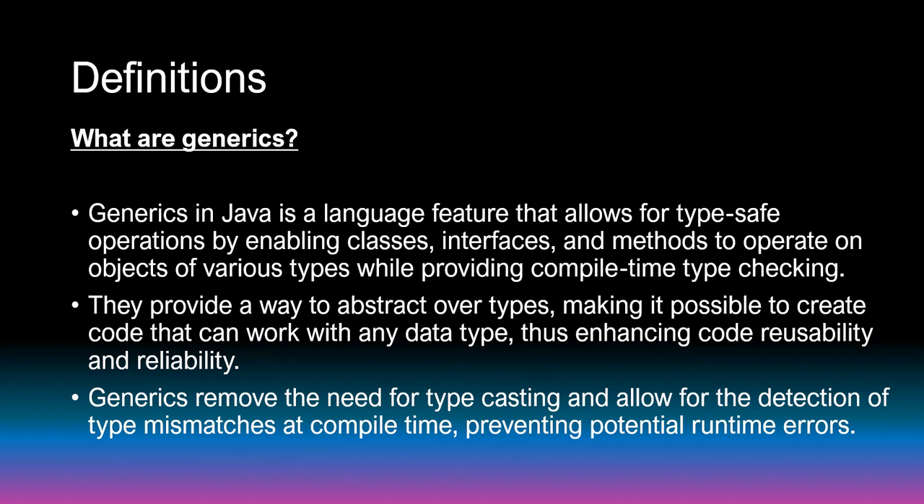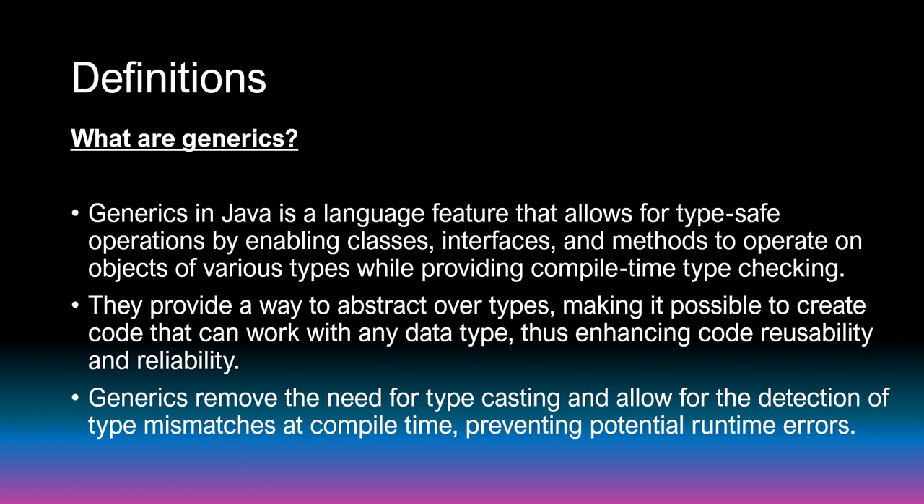So let's start with our definitions. What are generics? Generics in Java is a language feature that allows for type-safe operations by enabling classes, interfaces, and methods to operate on objects of various types. Keyword here, various types. So imagine that you could create a class, an interface, and or a method that can operate on an object of more than one type. That is the idea of generics. And this feature comes with compile time type checking, meaning you will get a compiler error letting you know if your types don't match for some reason.